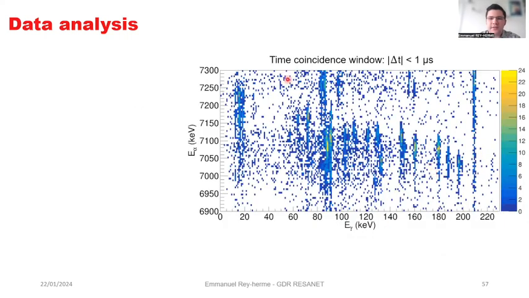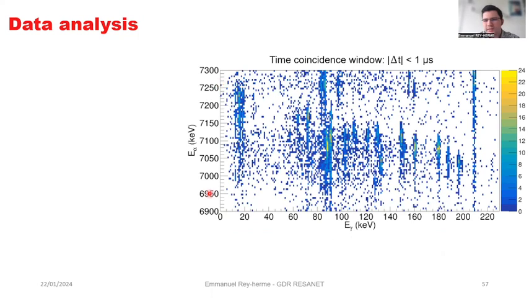Then, once this identification is done, we worked with alpha-gamma matrices. So we have the energy of the alpha particle here, the energy of the gamma ray measured in coincidence here, with a time coincidence window of 1 microsecond.